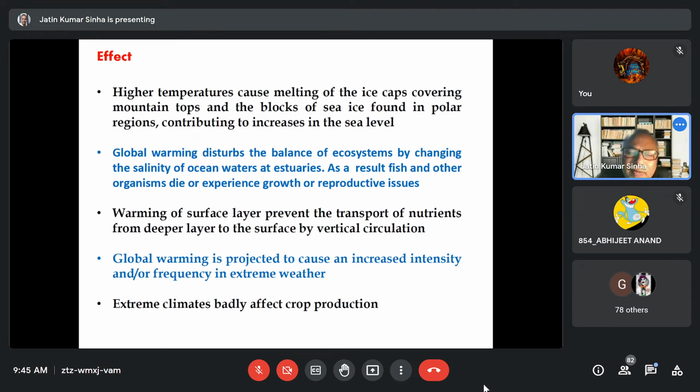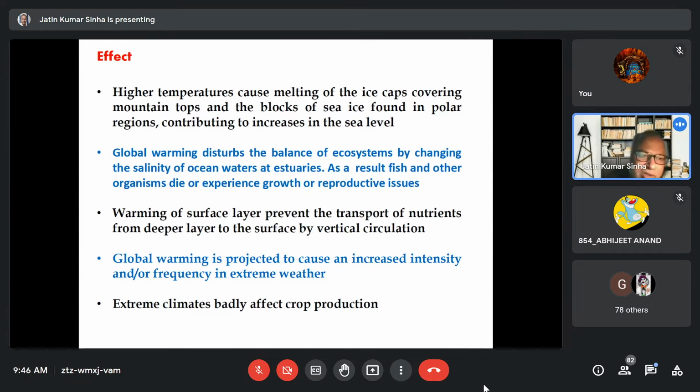Now, what types of effects do we have due to global warming? We know that if there is an increase in temperature, the ice that we have in the Arctic region, as well as in the northern part of Europe or the northern part of the US, will start to melt. Once it melts, the water will end up in the sea and will be responsible for the increase in sea level.